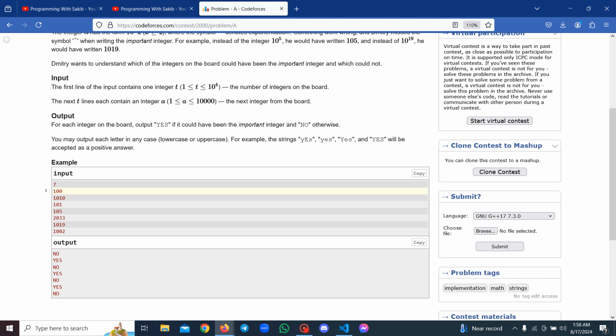But in 100, he didn't miss the caret, as it is 10 to the power 0 form, so this is no. And 1010 he missed, so it's yes. 101, it's no, because 101 would be 10 to the power 1, and something to the power 1 is 10 itself. Again, 105 he missed, because it could be 10 to the power 5.